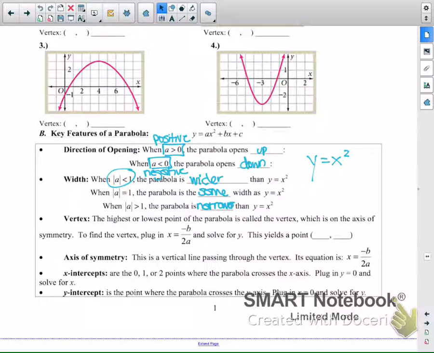Now, we are not going to be doing the vertex or the axis of symmetry. I do want you to know that the solutions to these are the x-intercepts. So if you are ever asked to solve a quadratic by graphing, that simply means to graph it and see where it crosses the x-axis.